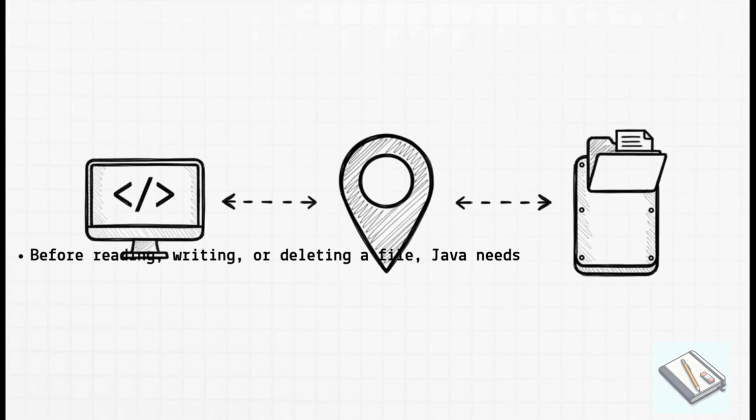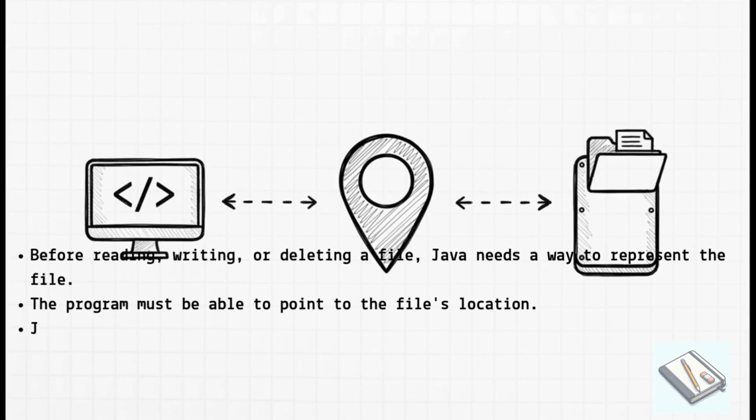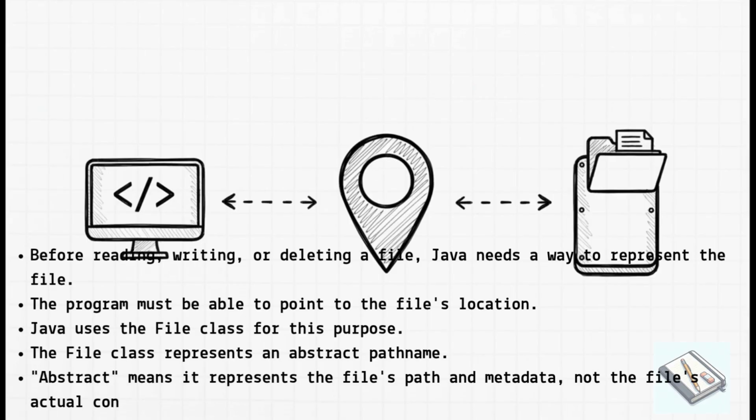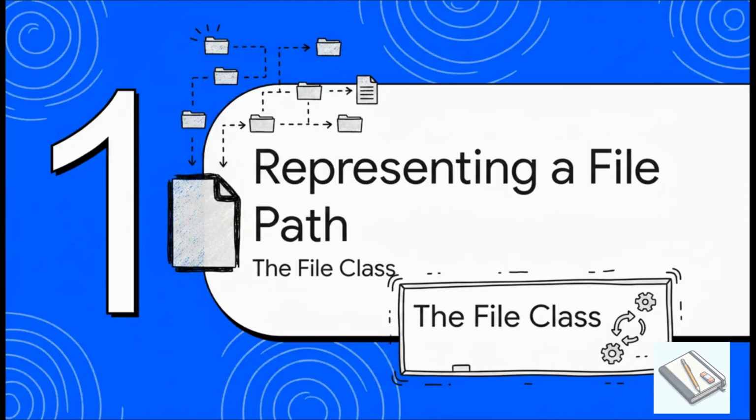There's a middle step. Before your program can even think about reading from a file or writing to it or deleting it, it needs a way to represent it. It needs to be able to point to that file's location. So how does Java handle this? What's the tool for the job? You guessed it, it's the File class.